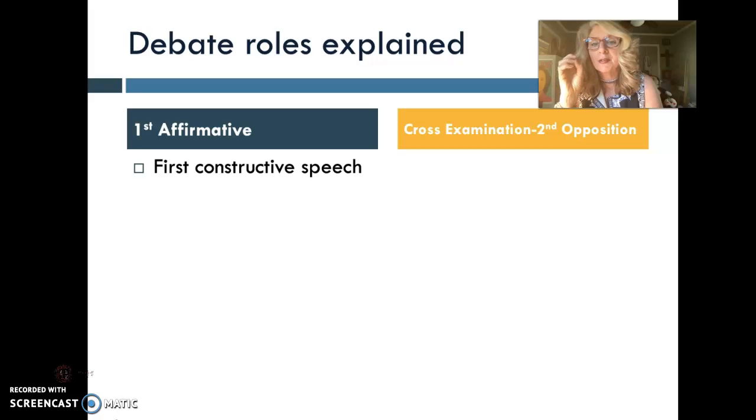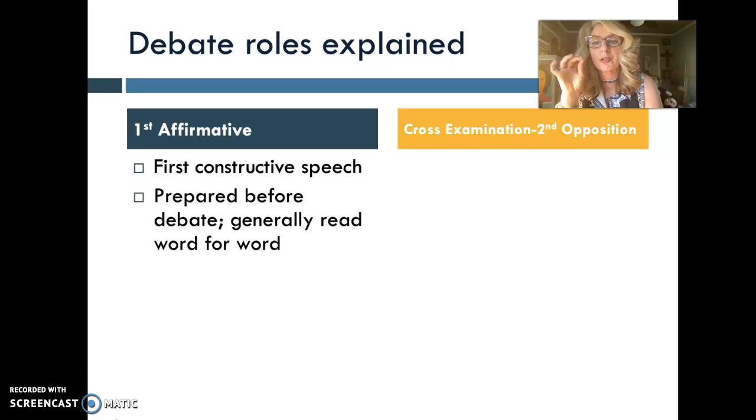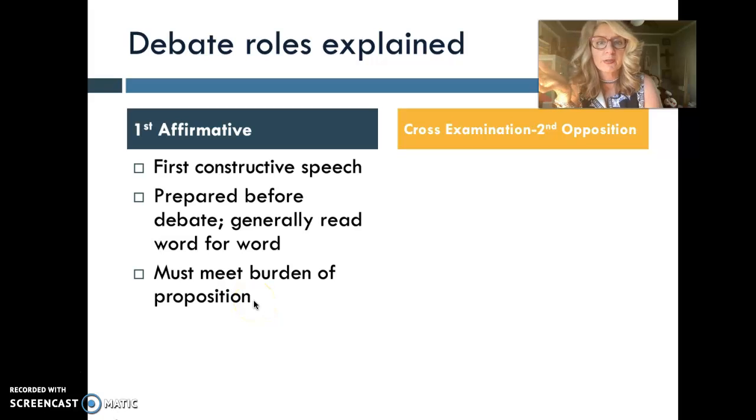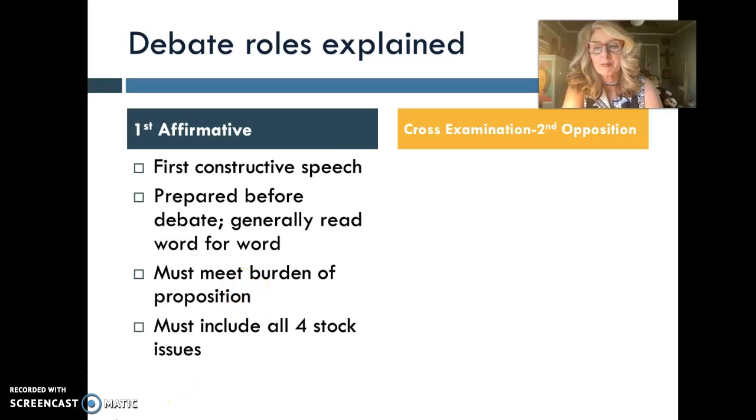So first affirmative is building their argument, what we call the first constructive speech. It's prepared before the debate, and it is generally read word for word, okay? It must meet the burden of the proposition. The proposition is what you all have agreed on. You've agreed that something should change, and you're either arguing for that change or against it. But the first affirmative's job is to meet that burden. You have to say why it needs to be changed. That must be met in the first affirmative. Did they meet that burden? It must include all four stock issues.